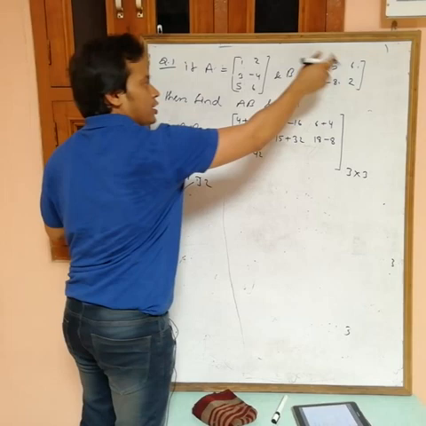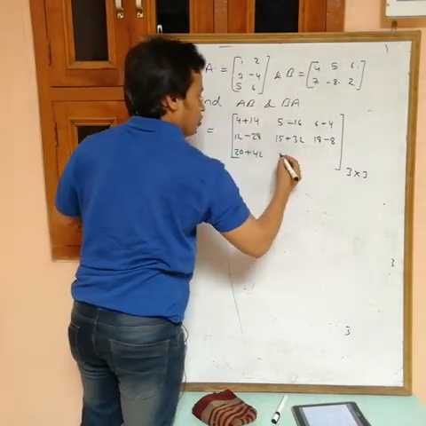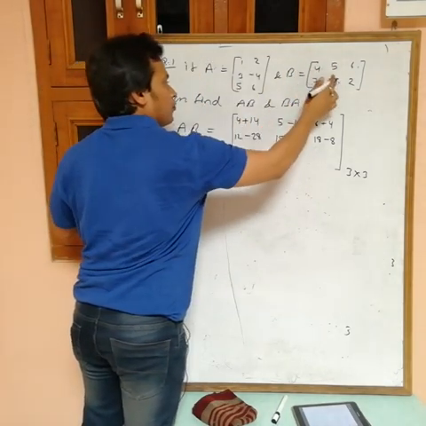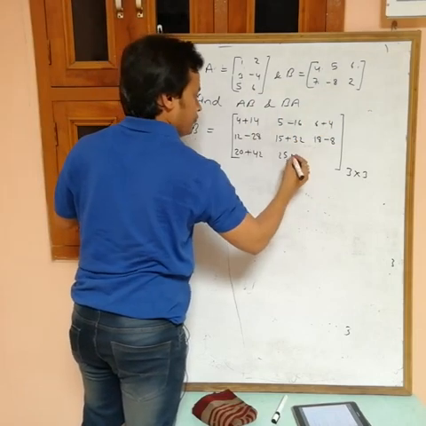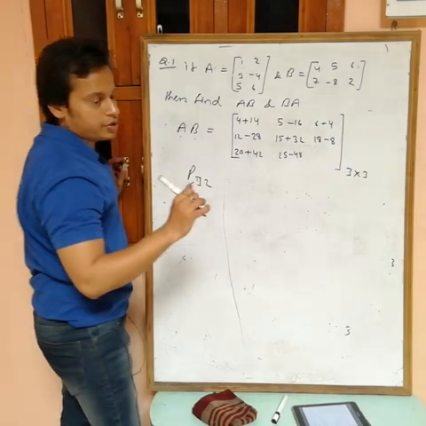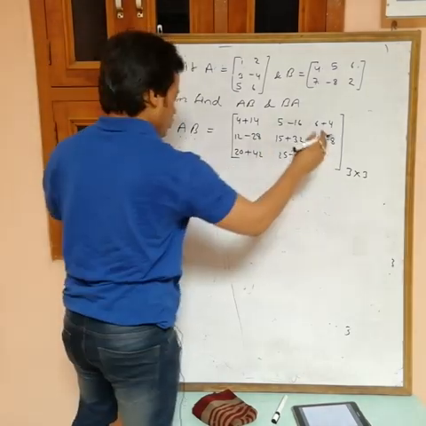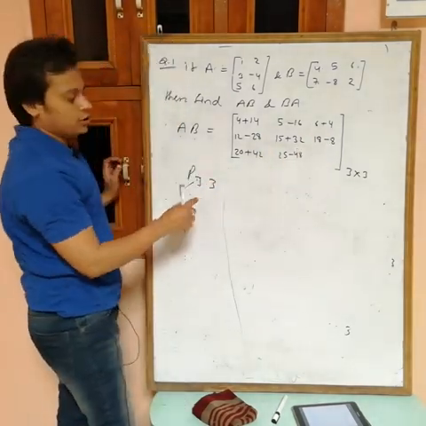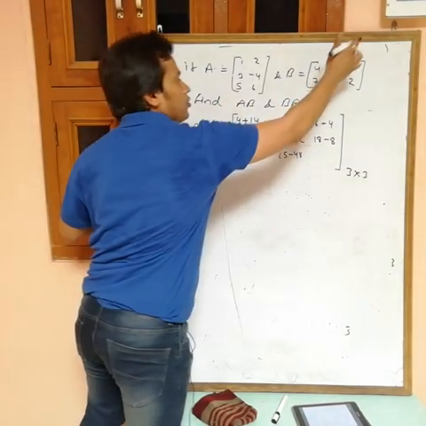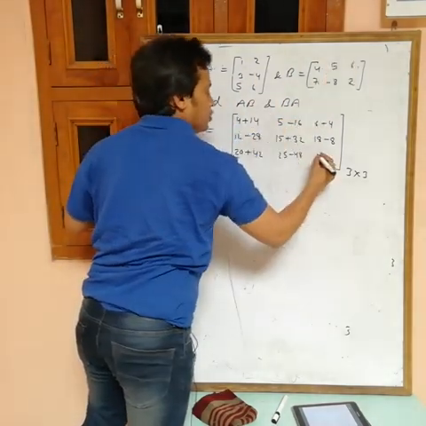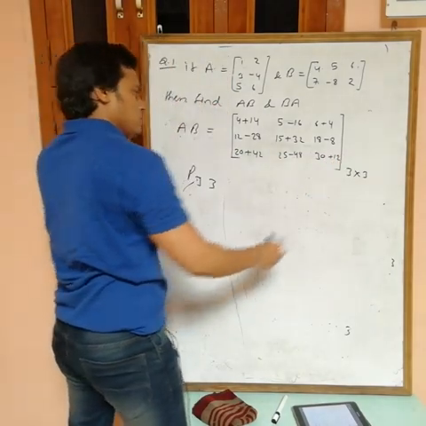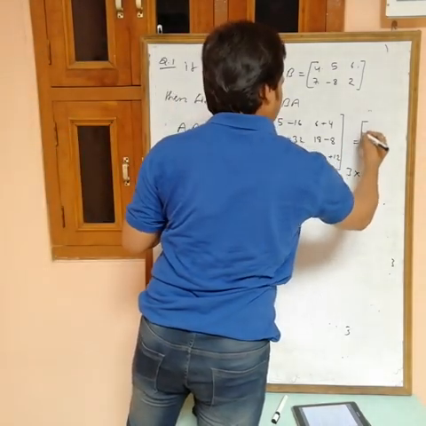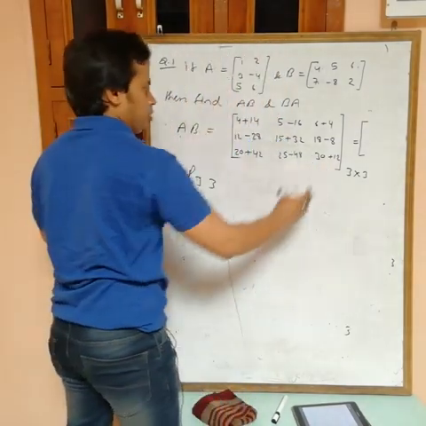Okay. Now this one is P32. Third row, second column. 25, 6 into minus 8, minus 48. Okay. Now last, P33. For P33, third row with third column. 30 plus 12. Okay, so if you simply add these, then you will get a 3 by 3 matrix.